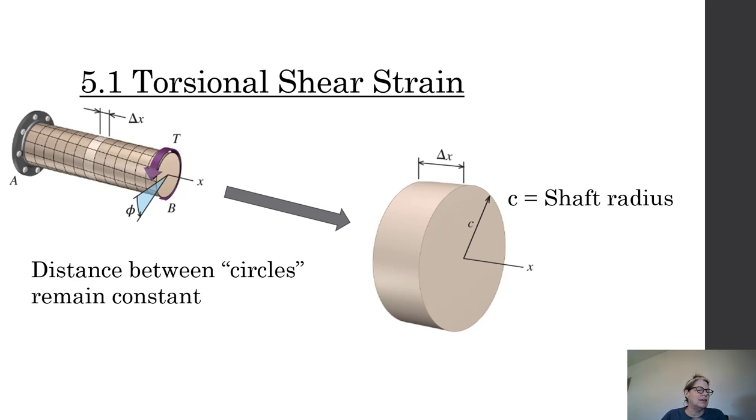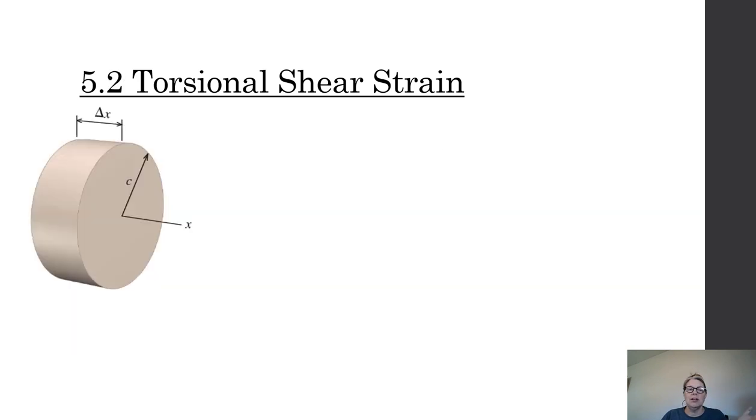So the thing we have to remember with shear stress, with torsion, is that c equals the shaft radius. Okay, c is the radius. Why is it not an r? I don't know why, but c is literally the radius.